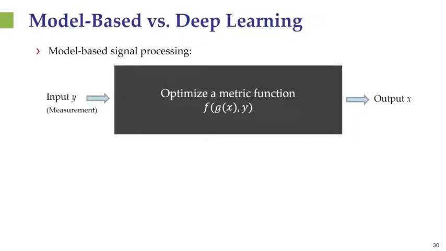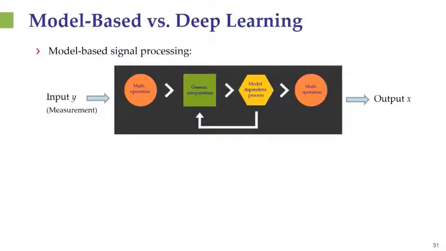When we go ahead and try to optimize f, we typically end up with a series of steps that need to be carried out in an iterative fashion. So we typically have some generic mathematical operation, and we then have a set of iterations between a generic computation and some block that depends on the underlying model. And then we typically have some mathematical operation at the end, which will give us the desired outcome, x.